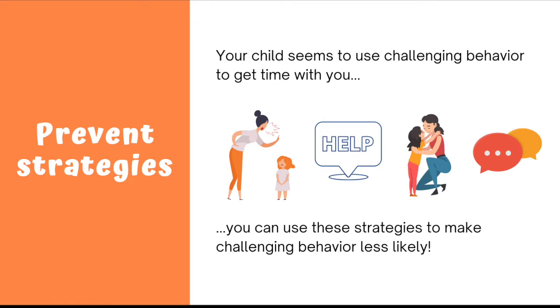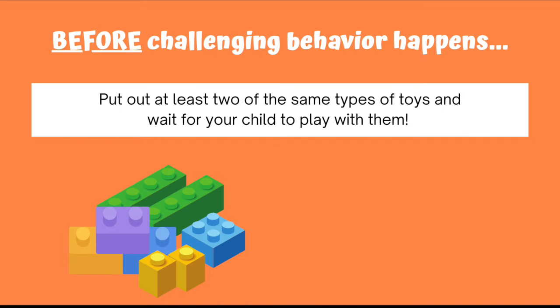So, you can use these steps to reduce the chance that your child will use challenging behavior to get your attention. Start by finding a time during the day that you can set aside just a few minutes to play with your child. First, put out some toys for you to play with. Make sure that there are at least 2 of the same types of different toys, like 2 cars, 2 people, 2 blocks, so that you can both play with the same toy.